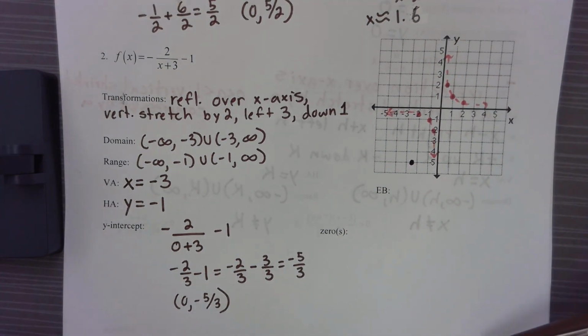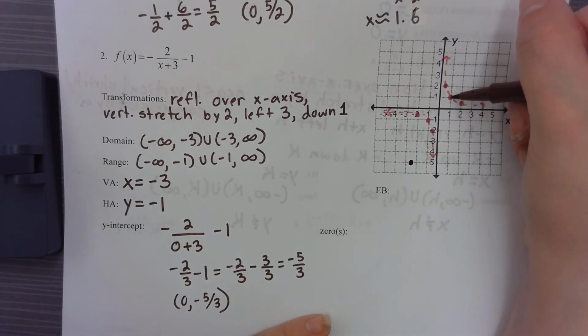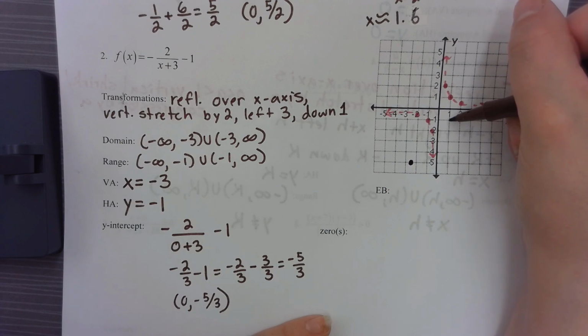Okay, we're going to do it a couple more times. Again, I'm just going to work with this first branch first. I have 1, 1. I'm going to reflect it, so it's 1, -1. Vertically stretch it, so doubling those y values, so 1, -2.